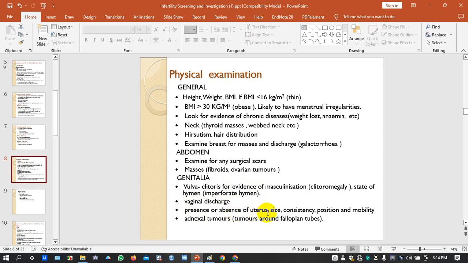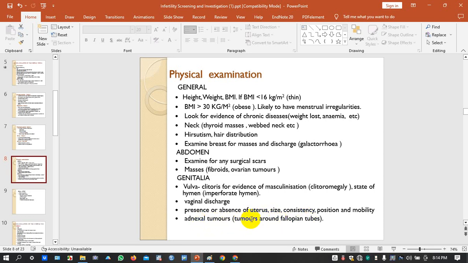Presence or absence of uterus. Is the woman having a uterus or not? If she has a uterus, what's the size, consistency, position, and mobility? Guys, if you are going to marry, you have to be careful. You send your prospective wife to a friend gynecologist or doctor, or you go and do a scan, deceive her and do a scan for her and find out whether her uterus is there or not.